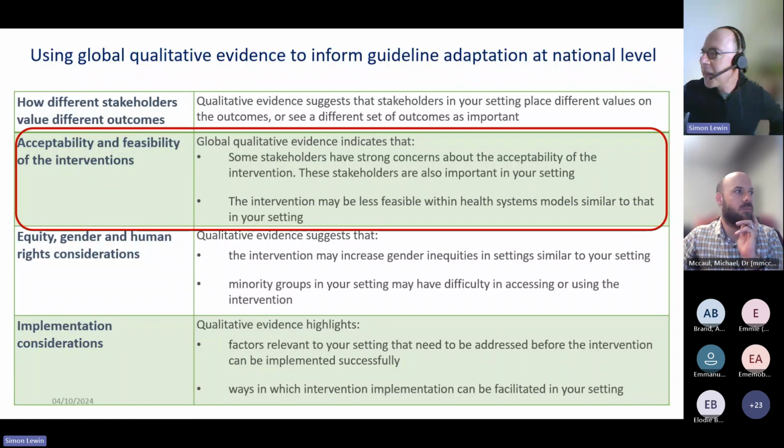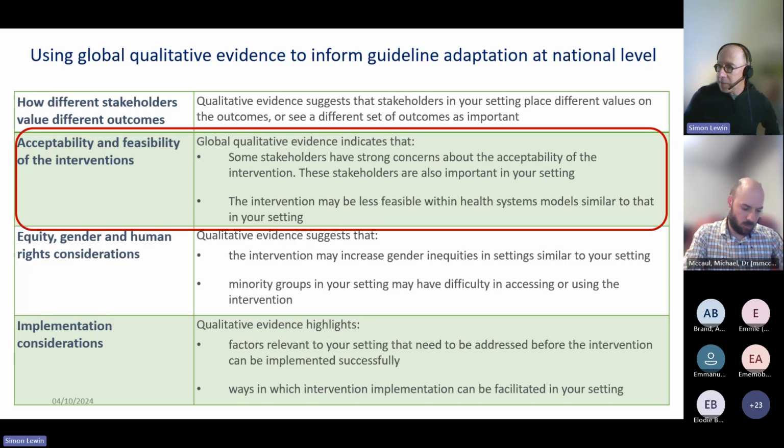So what I was trying to say was that you may have evidence from a global qualitative evidence synthesis that indicates that some stakeholders in relation to your guideline question have strong concerns about the acceptability of an intervention. And if these stakeholders are also important in your national or subnational setting, this would obviously be something to take into account in the guideline adaptation process. The qualitative evidence may also indicate that an intervention is less feasible within health systems models similar to your setting. And this, again, would be valuable information as you are attempting to adapt a global guideline for your setting.